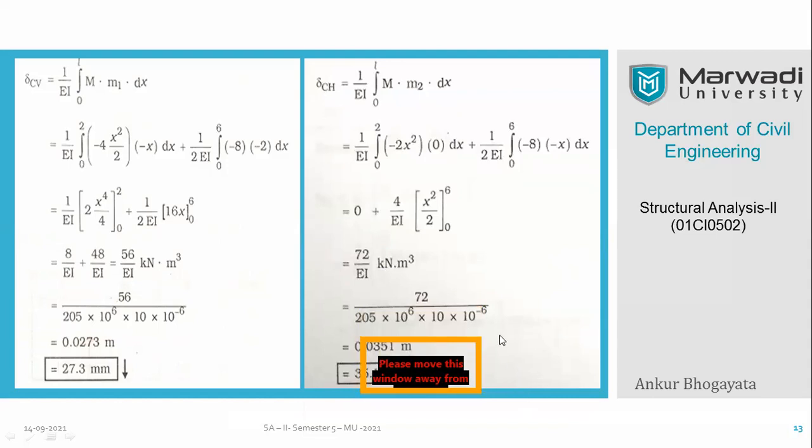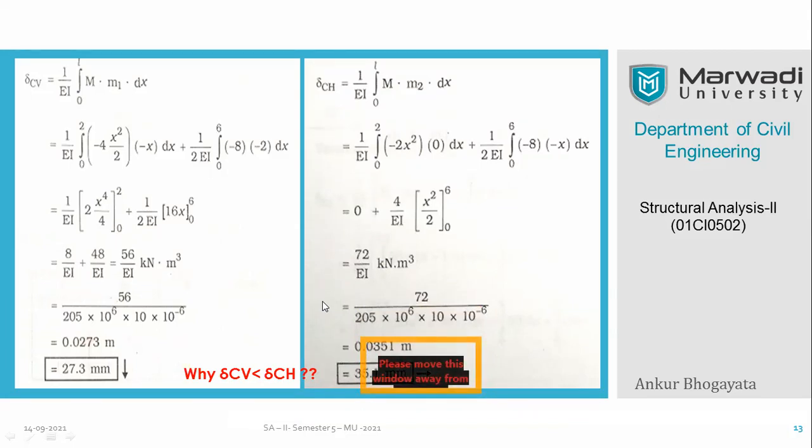Okay, right now I'm unable to see it exactly because there is a window disturbing me, but I'm sure that it is 35 point something, 1 mm. So that's fine. Most of you were near the correct answer. Now one more question: why is delta CV less than delta CH?